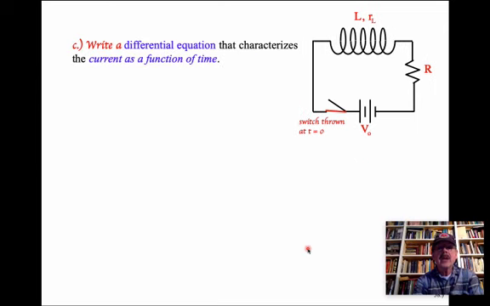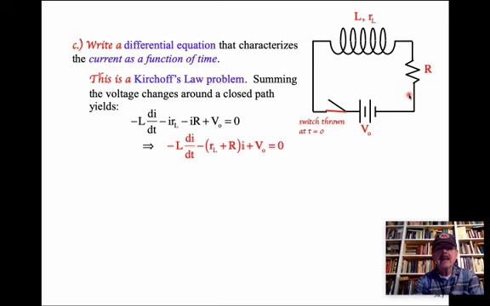Write a differential equation that characterizes the current as a function of time. So this is a Kirchhoff problem. You have a voltage increase here. You have a voltage drop across here of minus L di dt. That's the induced EMF. Minus I times little r sub L, because that's the Ohm's law-like voltage drop across here, minus I times capital R equaling 0. So there that thing is.